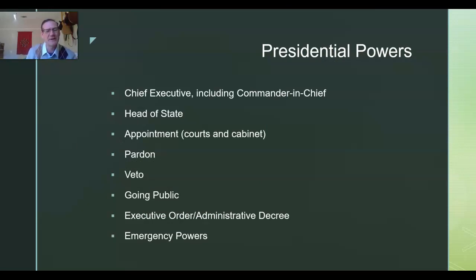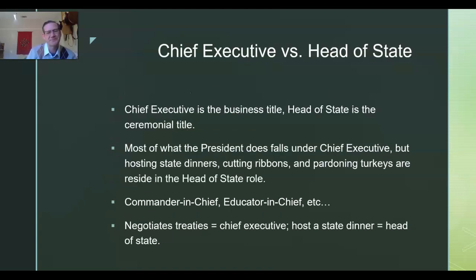In this video, we're only going to talk about the first 5 of these powers. These are more of the smaller powers, and then I have later videos for talking about executive order and also emergency powers. Okay. But this is the list of things the president gets to do. He's chief executive, he's head of state, he has appointment, he gets to pardon people, and he has veto power.